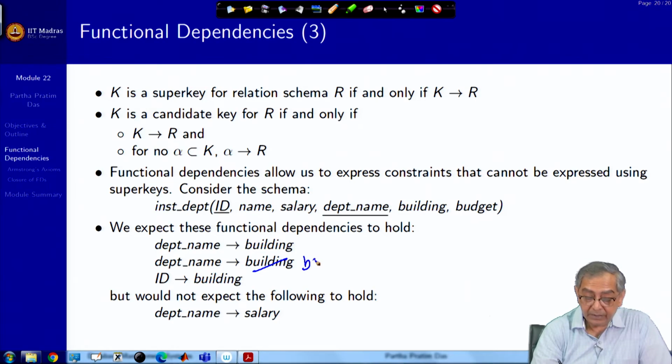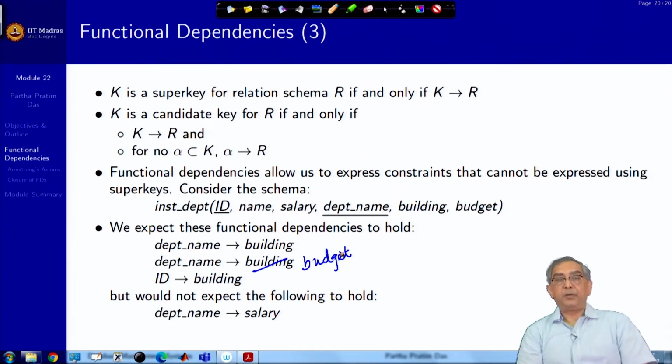This should be read as budget. This is just a copy paste error. So, department name determines building, department name determines budget, ID determines building, right, because an employee or an instructor having an ID works for a department.